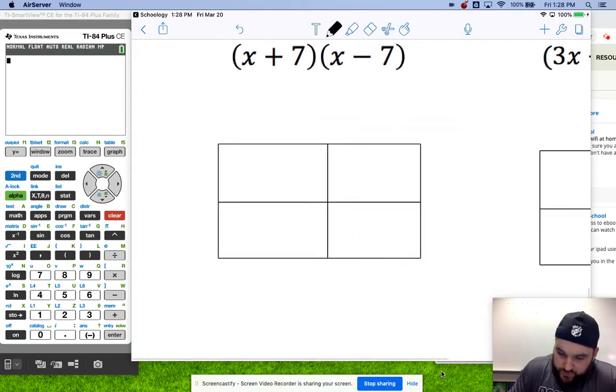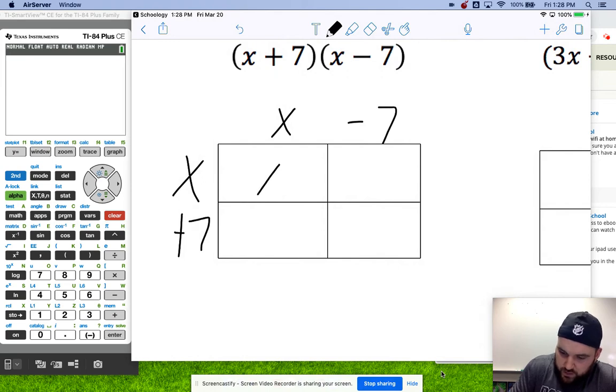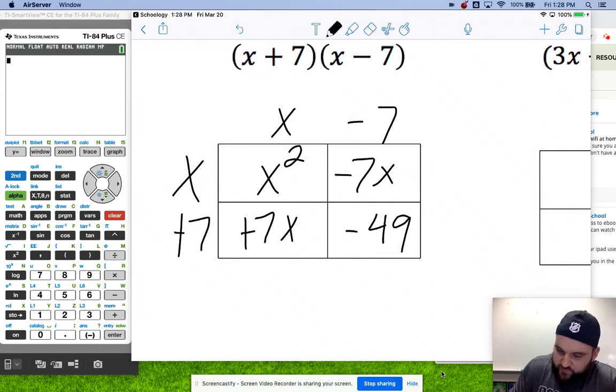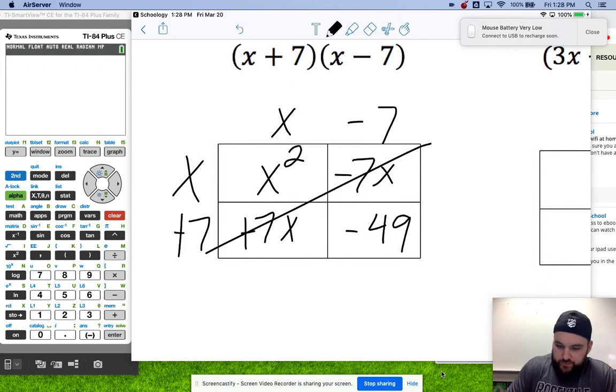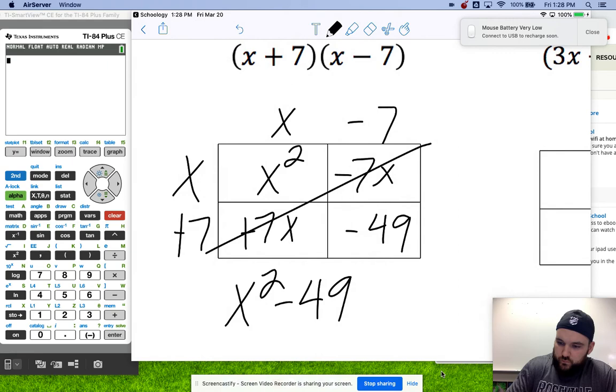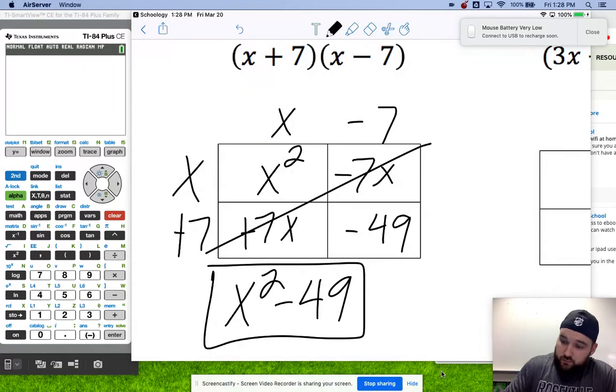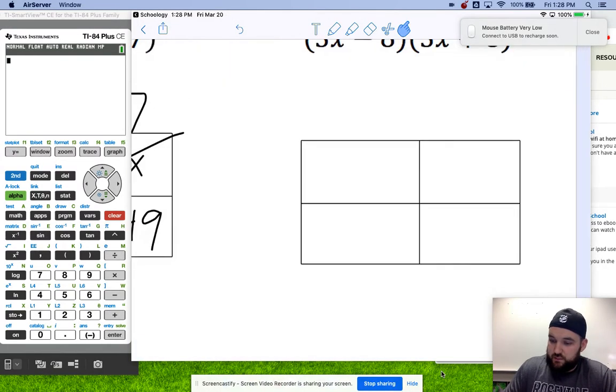All right, x plus 7 times x minus 7: x squared minus 7x plus 7x, and then minus 49. Sure enough, negative 7x and positive 7x make 0. So I have x squared minus 49. And this is done.